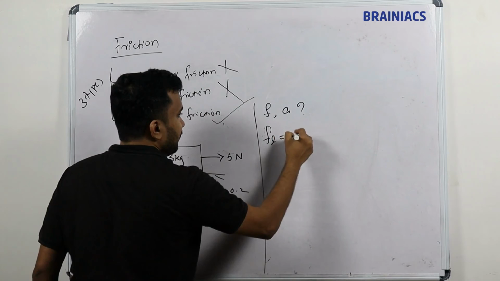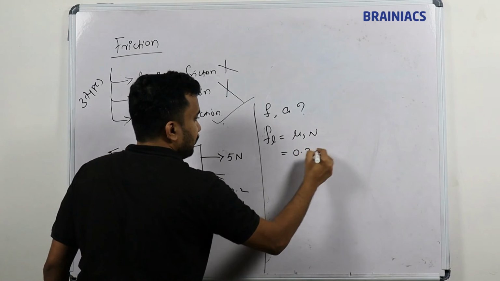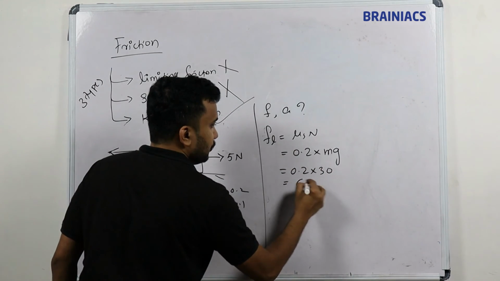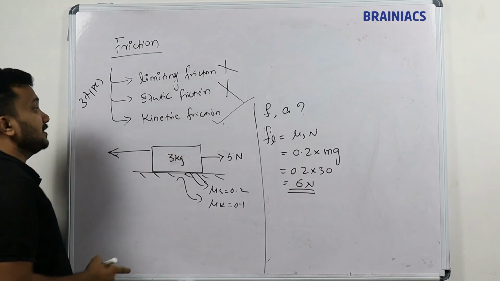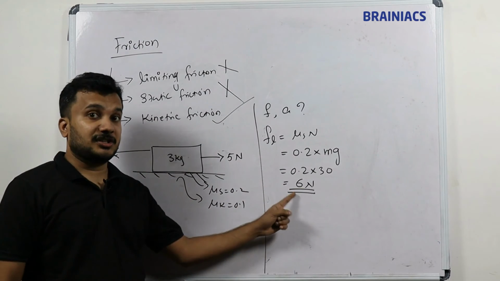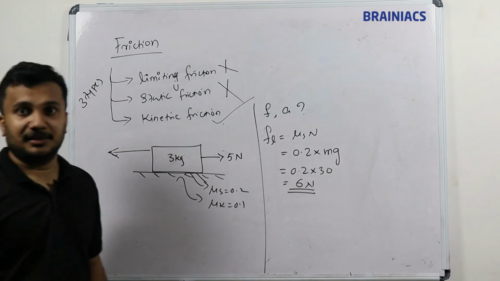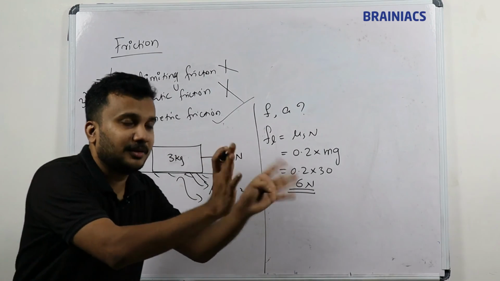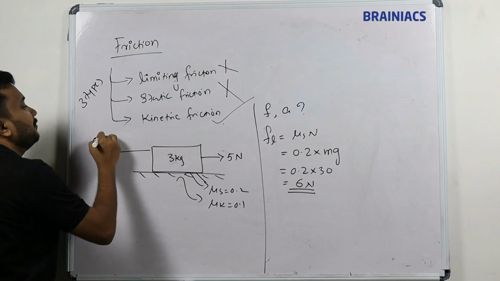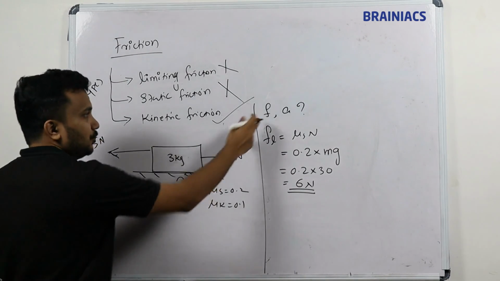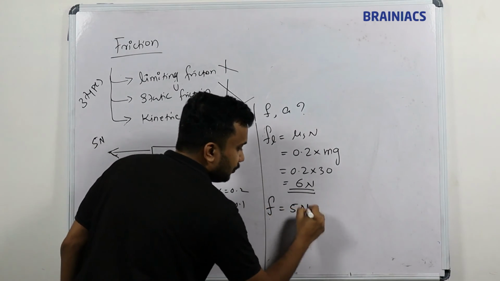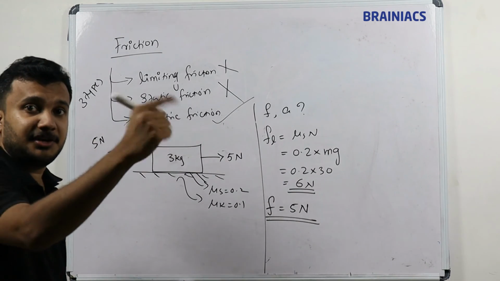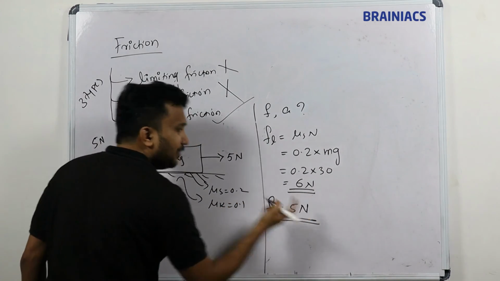First I will find the limiting friction, mu s into N. Limiting friction is mu s N, which is equal to 0.2 into mg, which is 0.2 into 30, equal to 6 Newton. So I know 6 Newton is acting in the opposite direction. So 6 Newton is greater than 5 Newton. The surface can offer 6 Newton force, but the body is telling, hey, I don't need 6 Newton, I need only 5 Newton. Then it will adjust, it will never move. So the value of the frictional force here is 5 Newton, not 6 Newton. 6 Newton is the maximum capability of the surface. So 5 Newton is enough.